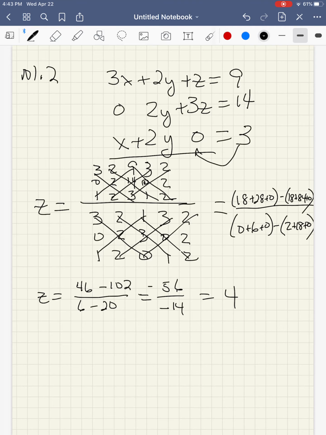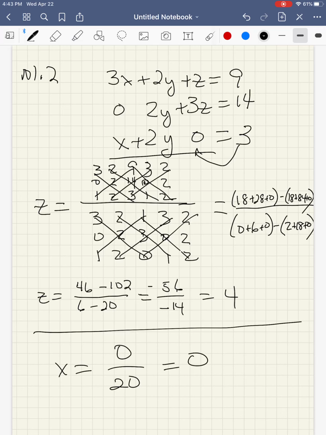Now let's just say, for example, if you come up with an answer that's something like this, 0 over 20, what's the answer to that? It's 0, isn't it? And then you move along and you find your y and your z. If you came up with an answer that said x equals 20 over 0, what would be the answer? You can't divide by 0. So if you end up with that, you're going to write no solution. So 0 in the numerator is fine, but 0 in the denominator gives you a no solution.